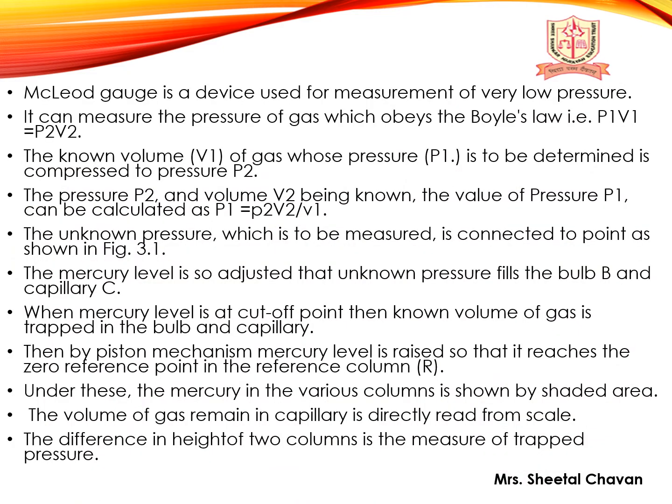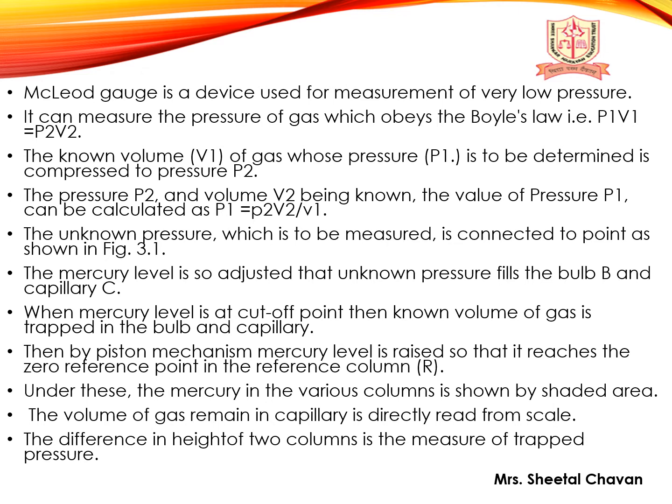McLeod gauge is a device used for measurement of very low pressure. It can measure the pressure of a gas which obeys Boyle's law, that is P1 V1 is equal to P2 V2. The known volume V1 of gas whose pressure P1 is to be determined is compressed to pressure P2. The pressure P2 and the volume V2 being known, the pressure P1 can be calculated as P1 is equal to P2 V2 upon V1.